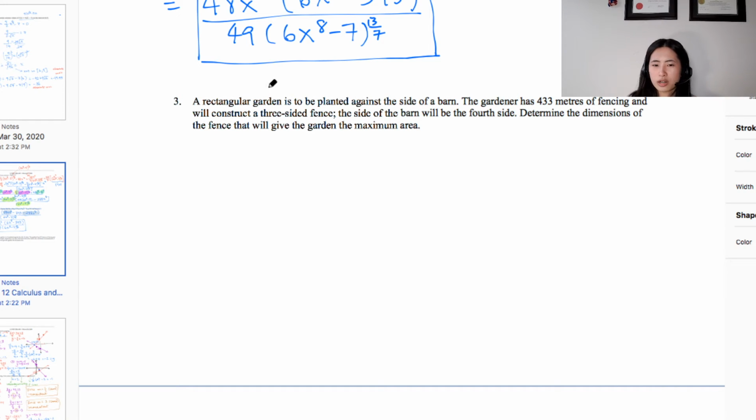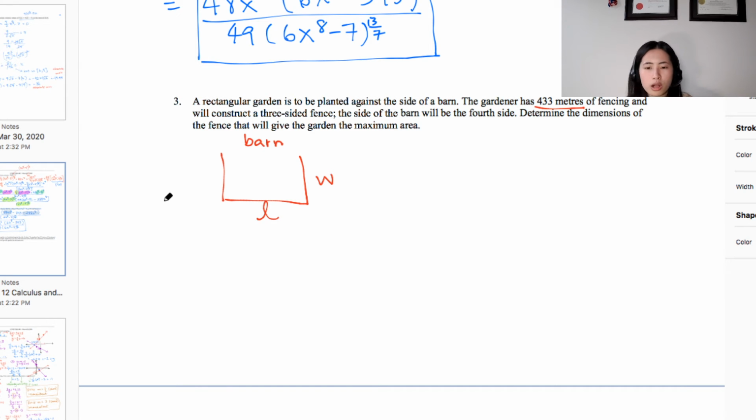Okay, so apparently your garden only has a three-sided fence, which looks like this. And it's supposed to be a rectangular garden, so that's why I know it has to be in this shape. The gardener has 433 meters of fencing, so that means this whole thing is 433 meters. This is going to be your length and this is your width. The side of the barn will be the fourth side, so this is where the barn is.